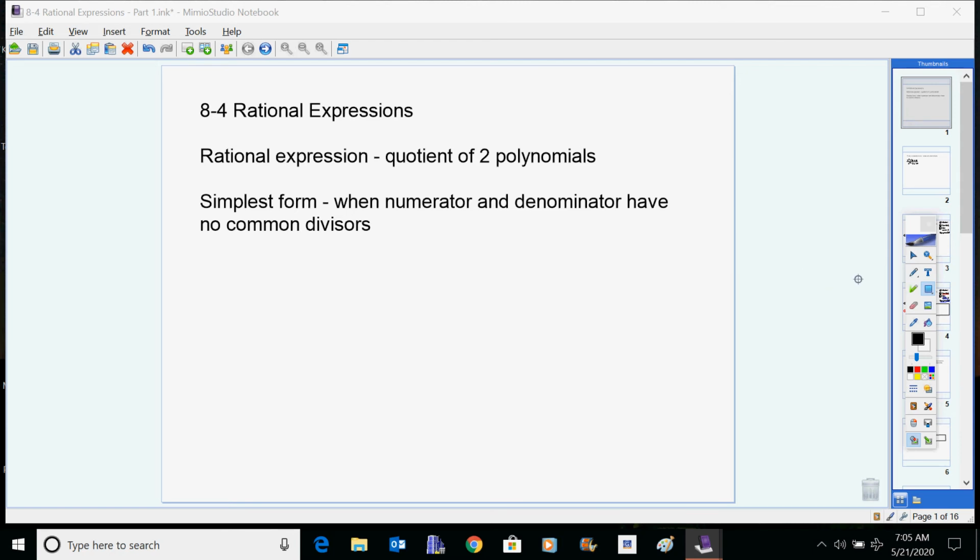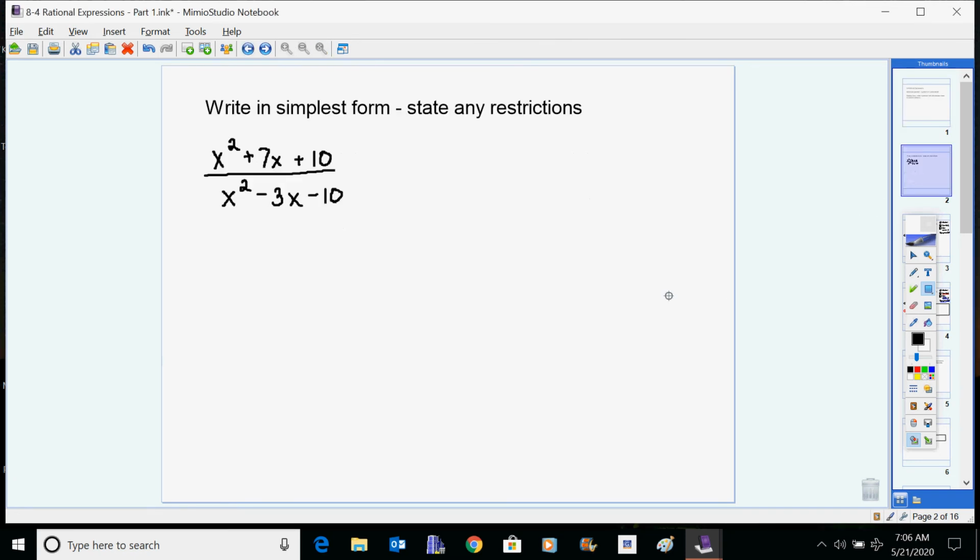So let's go ahead and hit this topic of rational expressions. Today we're going to be simplifying them, multiplying them, and dividing them. Rational, as you know, has the word ratio in it, which means that it has to do with fractions. But these are fractions that include polynomials. That's why it's a rational expression rather than a rational number. And it's in simplest form when the numerator and the denominator have no common divisors. So we need to be able to handle that.